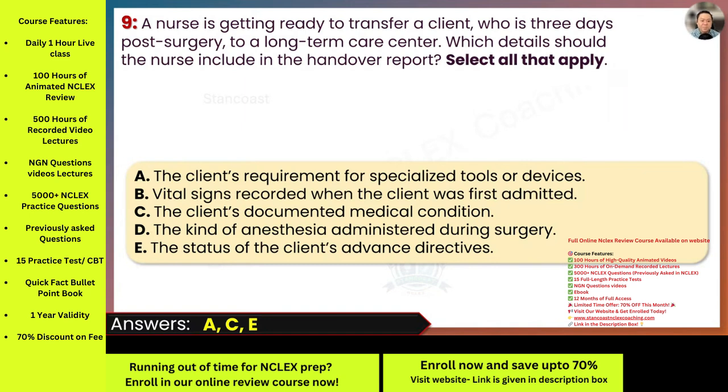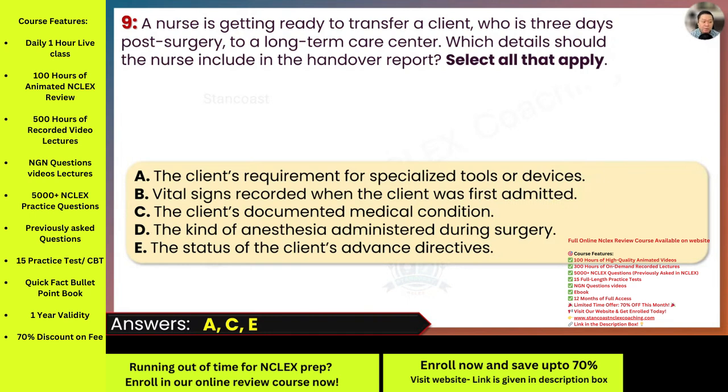And what about letter C? Well, the receiving facility must know the patient's primary medical conditions in order to provide appropriate care. And this will also help the staff understand the patient's needs and also anticipate the possible complications that can occur in that long-term care facility. So the key point here is the diagnosis. If they know the client's diagnosis, this is the basis for the interventions, the basis of how they can provide the care. And so without knowing this, the new facility will not know how to manage the patient.